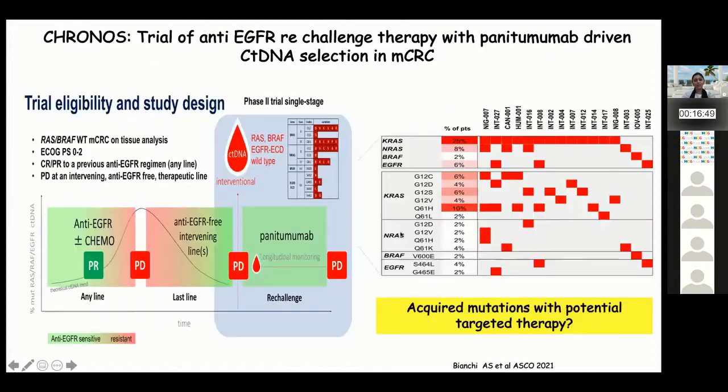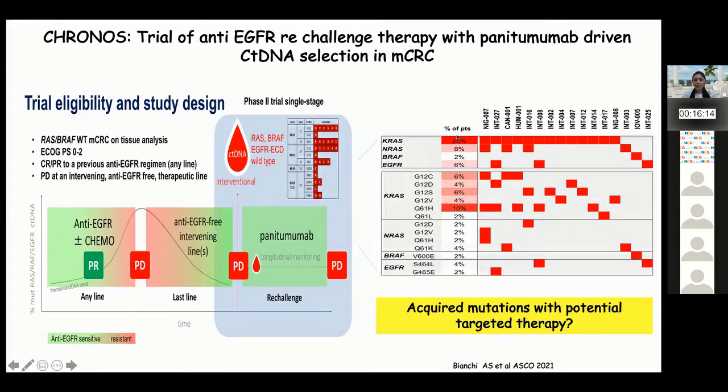Now, there was a very interesting phase 2 trial that was presented at ASCO this year. I thought it was really interesting. It was the Kronos trial, in which they took patients who were initially RAS and BRAF wild type and treated them with an anti-EGFR regimen plus chemotherapy. These patients then had to progress. And when they progressed, they had to have a period of time where they didn't have an anti-EGFR agent, allowing those resistant clones to come down in their levels. And then they had a liquid biopsy trying to determine who had a mutation versus not.